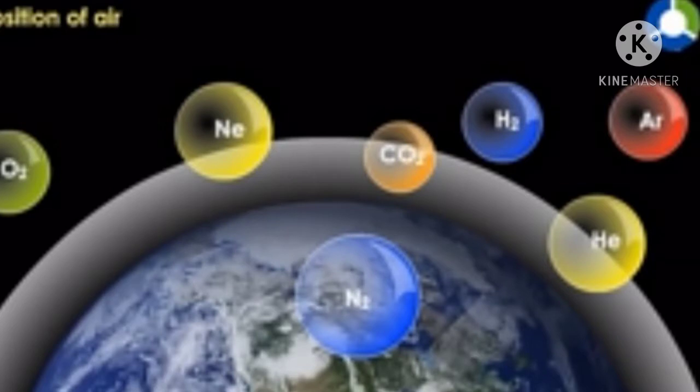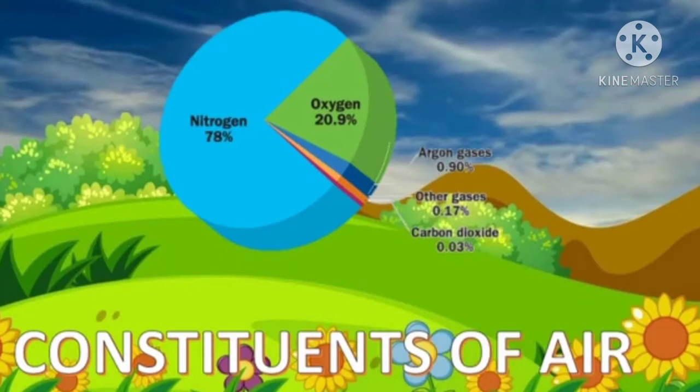Composition of the atmosphere. Children, do you know that the air we take in while breathing is actually a mixture of many gases? Nitrogen and oxygen are two gases which make up the bulk of the atmosphere. Carbon dioxide, helium, ozone, argon, and hydrogen are found in lesser quantities. Apart from these gases, tiny dust particles are also present in the air. From this diagram, you can understand the composition of the atmosphere.